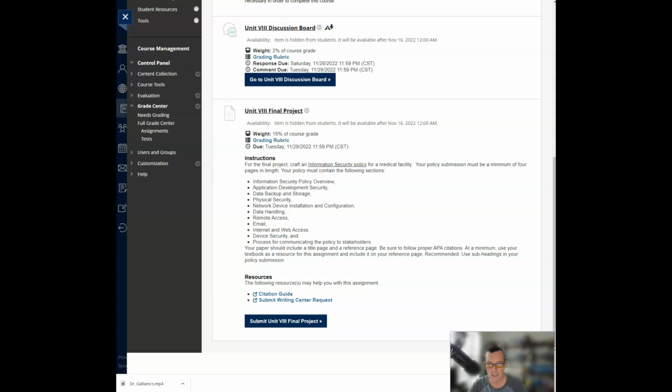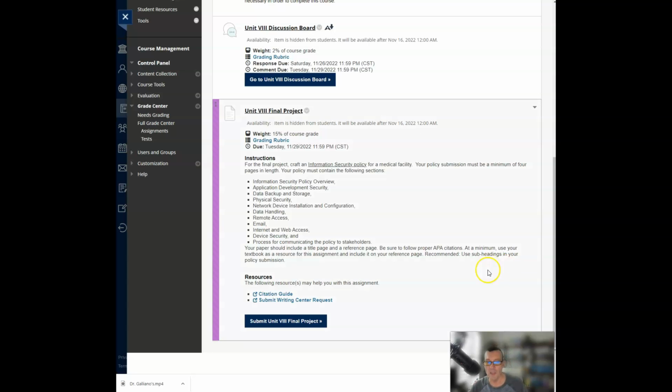Now, the policy has to cover these sections: an overview, application development security, data backup and storage, physical security, network device installation and configuration, data handling, remote access, email, internet and web access, device security, and a process for communicating the policy to stakeholders. I don't want to see an AUP. I want to see an overarching information security policy for a medical facility. Let me say that again, for a medical facility.